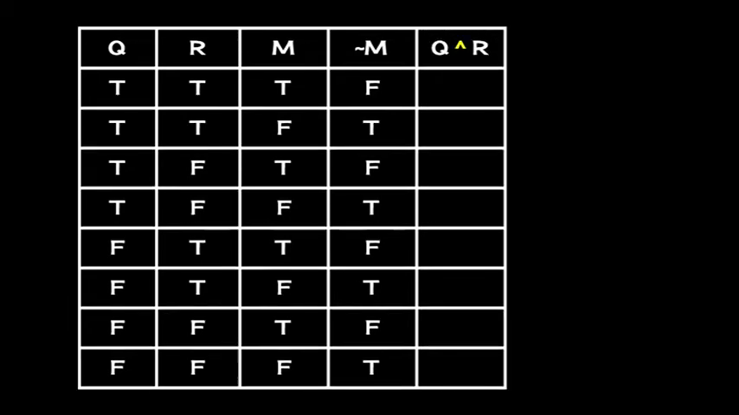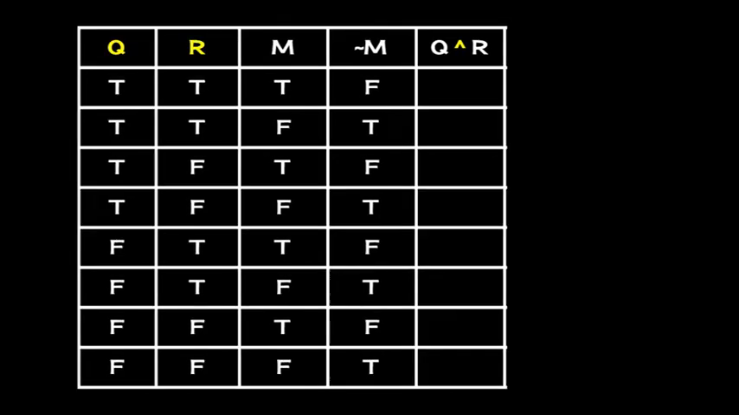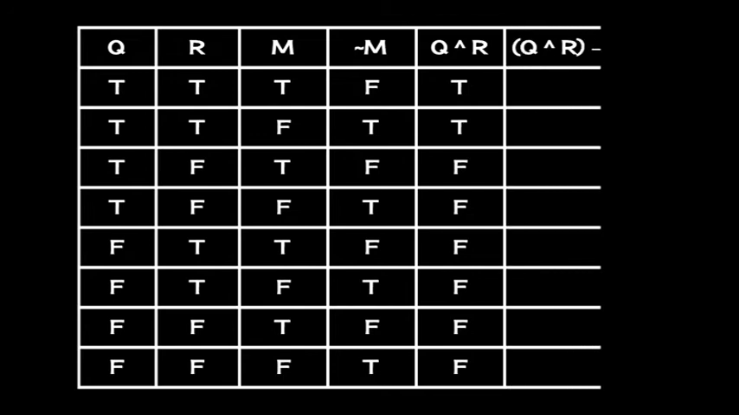Okay, now we're going to need a column for Q and R. Q and R is true only when Q and R are both true. False every other time. Now we're going to make a column for Q and R, then negative M.